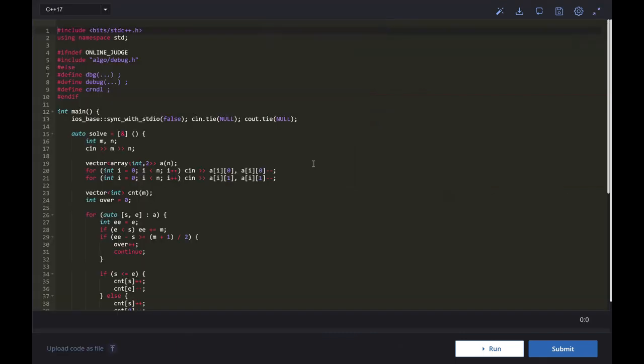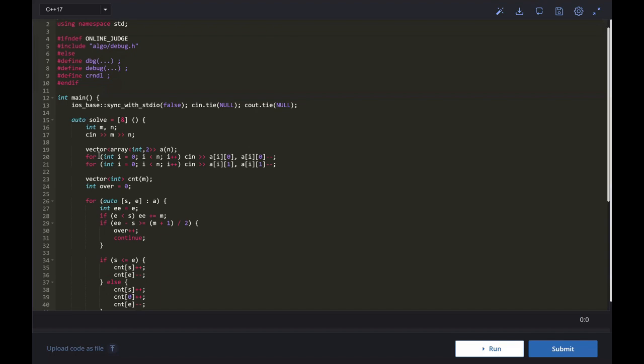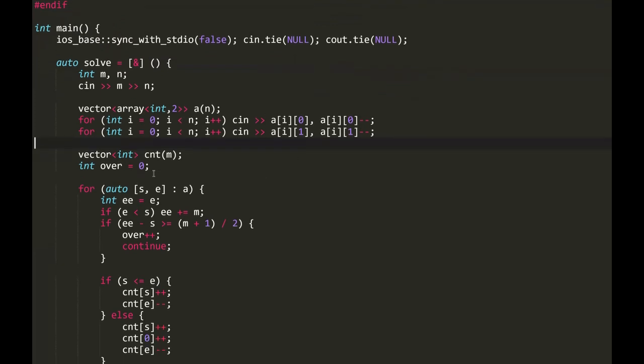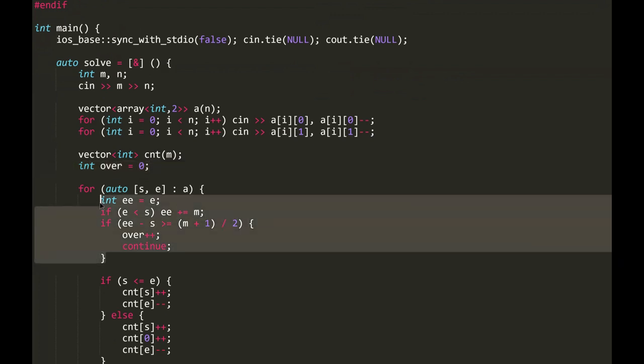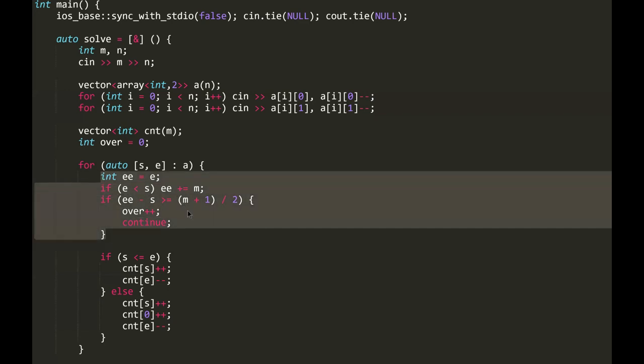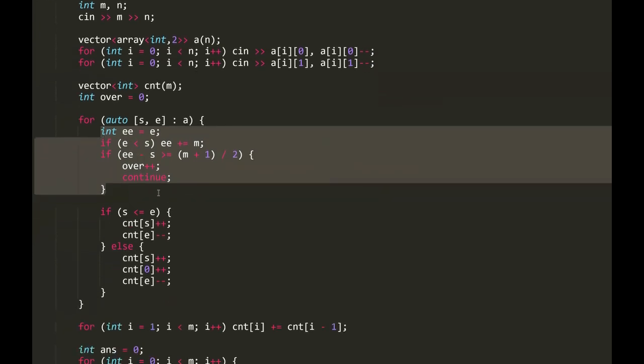The code for this problem was quite simple. I'm first of all taking m and n as input and the two arrays as input for each and every test case. Then I'm having this count array, which is basically the difference array right now, and a variable over, which will keep track of the number of flavors which will definitely come up in all the cuts. And here I'm just checking if the flavor is actually covering more than half of the circumference of the circle or not.